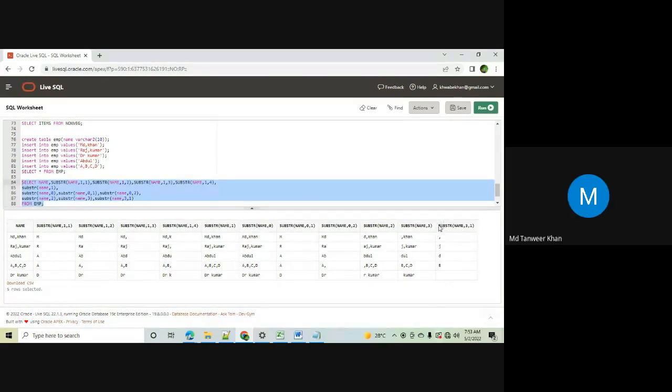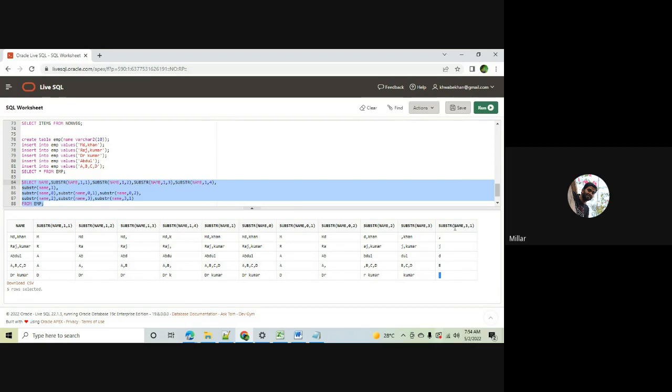Now see this one. Substring name, comma 3, comma 1. Only comma is coming. Only J. Only D. Only A and L in the space. Is this clear?